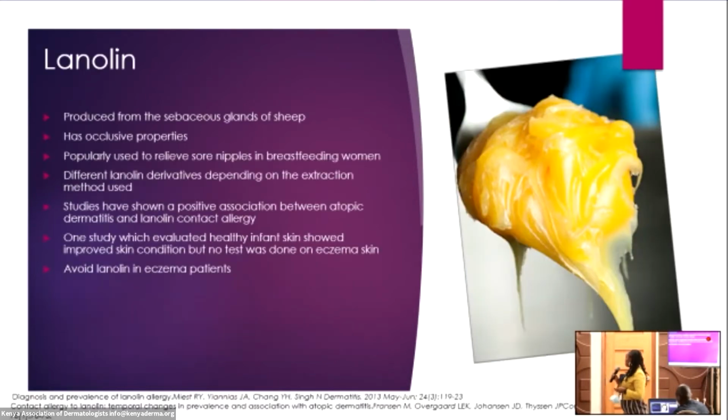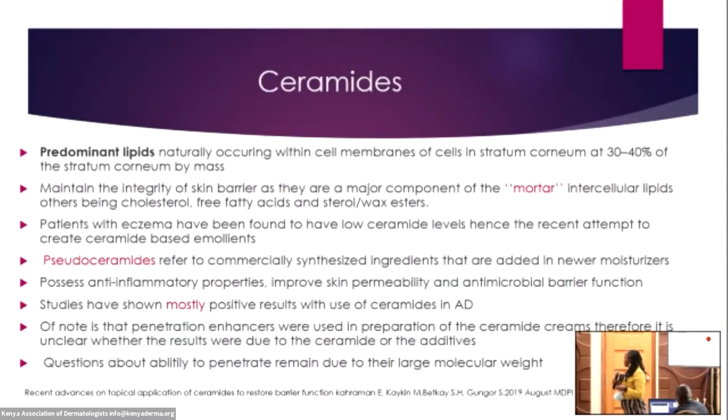So the next thing is lanolin, which has also been around for many years and is commonly used, especially in salons. With lanolin, it's usually extracted from the sebaceous glands of sheep. It's commonly used to manage sore nipples in breastfeeding women. And studies have shown that there's a positive association between atopic dermatitis and lanolin contact allergy, just as Vanessa has mentioned to us. So perhaps it should not be one of your favorite products for someone who has eczema, because their skin is more likely to sensitize than perhaps someone who has healthy skin.